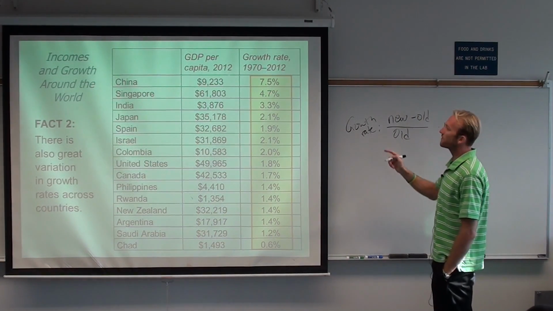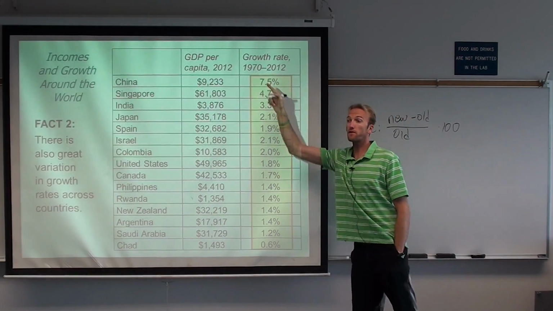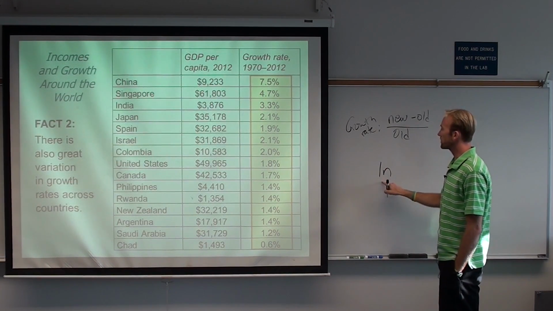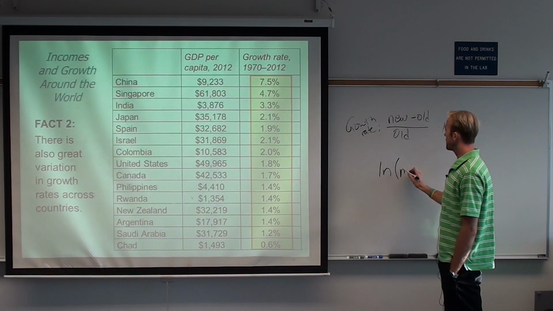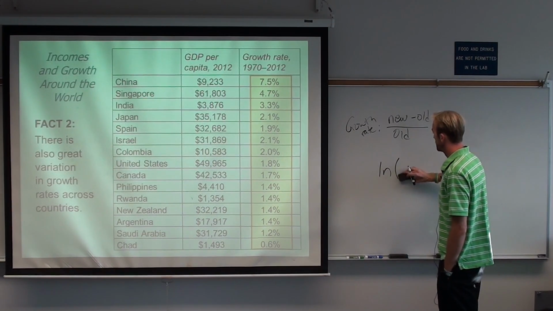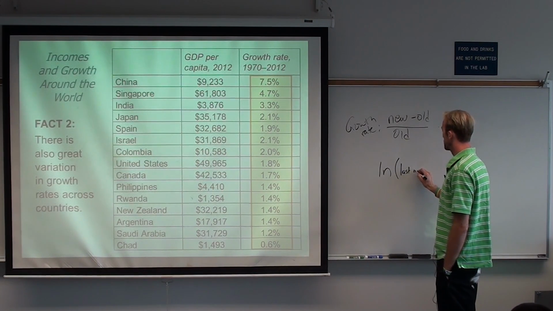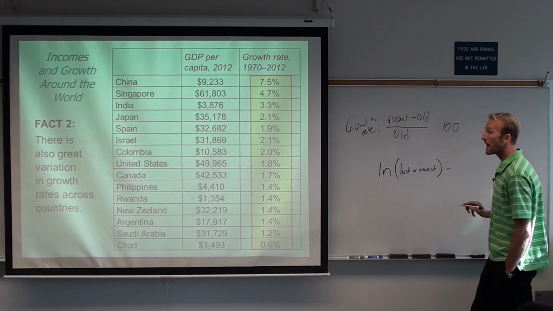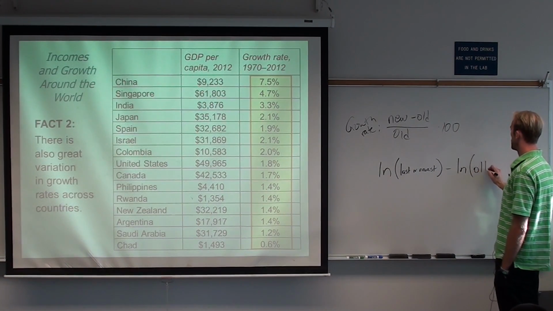You just look at the very last number in 2012, and you look at the very first number, 1970, and then you just take the natural log. You guys have heard of the natural log? You plug it in your calculator. The natural log of, let's call this the last number, or newest, right?